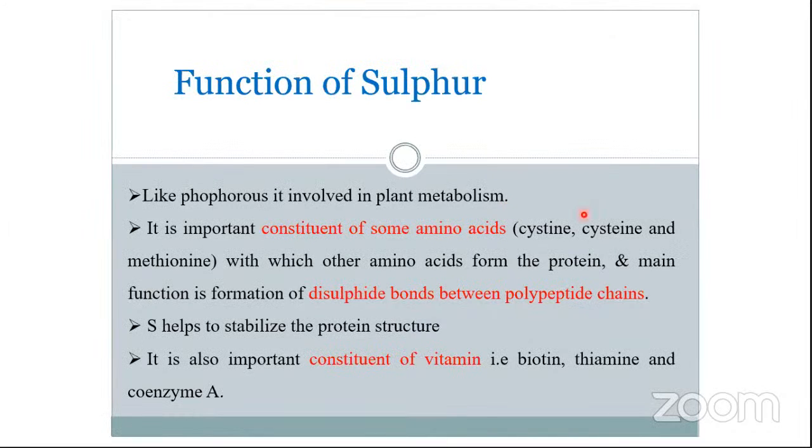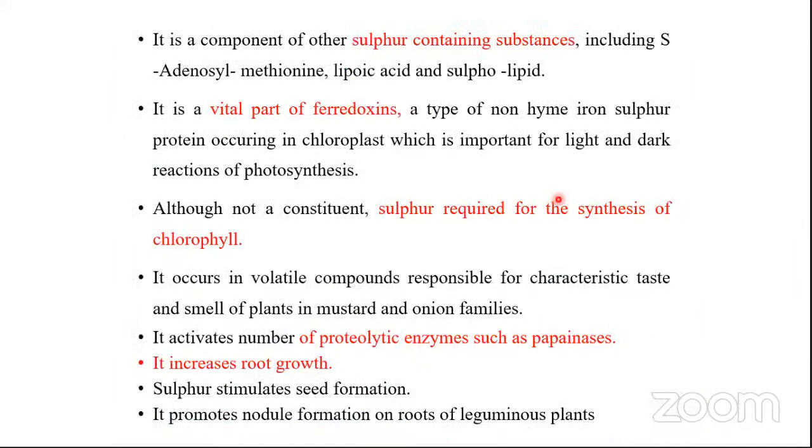Coming to sulfur, it forms some amino acids and disulfide bonds in polypeptide chains, and it is a component of vitamins like biotin, thiamine, and coenzymes. It is an important part of coenzyme formation in all these reactions. It also imparts some aesthetic value, such as the smell we get from onions, which is due to sulfur compounds. It also stimulates seed formation, promotes nodule formation, and is part of ferredoxins. Sulfur will encourage the synthesis of chlorophyll.